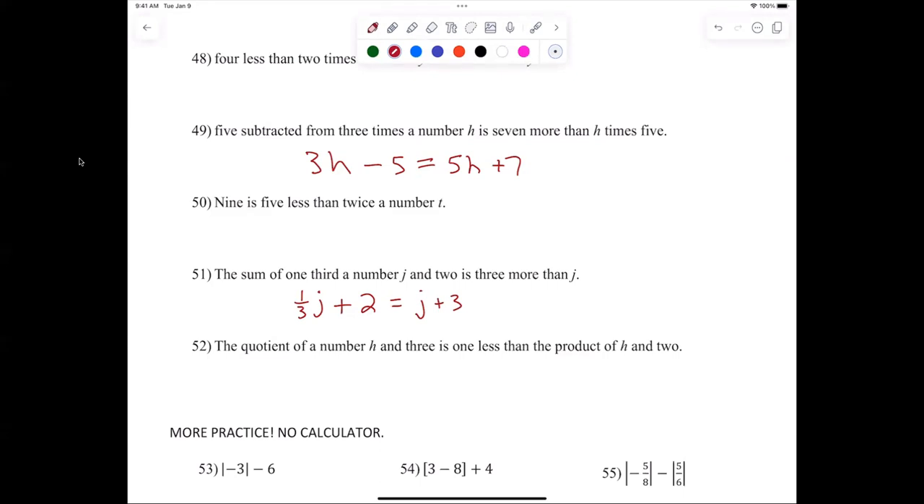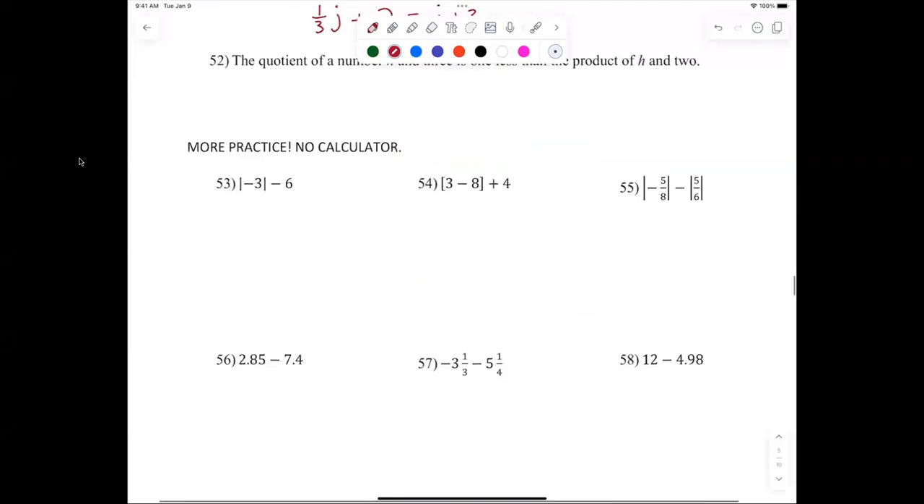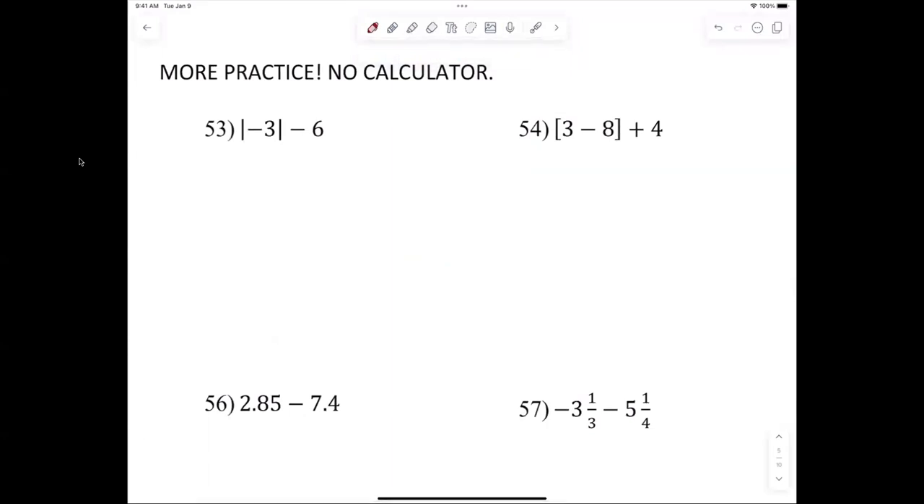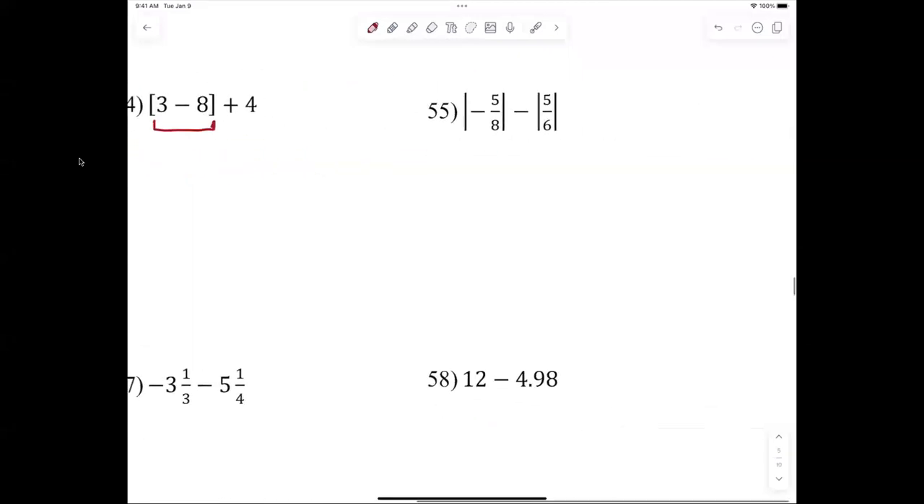All right, now we got to get into some more arithmetic. Let's double check 53. What's the absolute value of -3, guys? 3. 3 minus 6. -3. Now, is this an absolute value sign right here? No. So just make sure you're aware of that. That's not absolute value. All right, let's look at 55. What's the absolute value of -5/8, minus the absolute value of 5/6? 5/6. There you have it.